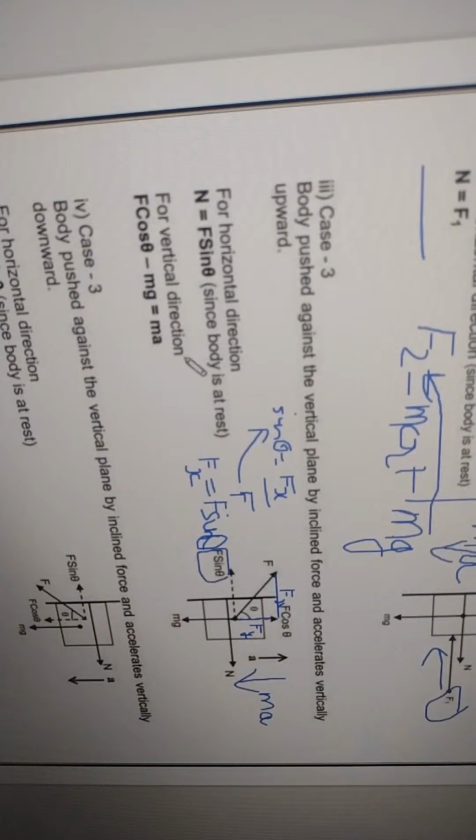This is proved. Now we go to cos theta. Cos theta is equal to b by h, base by hypotenuse. So F cos theta is equal to b. B is this one, Fy.